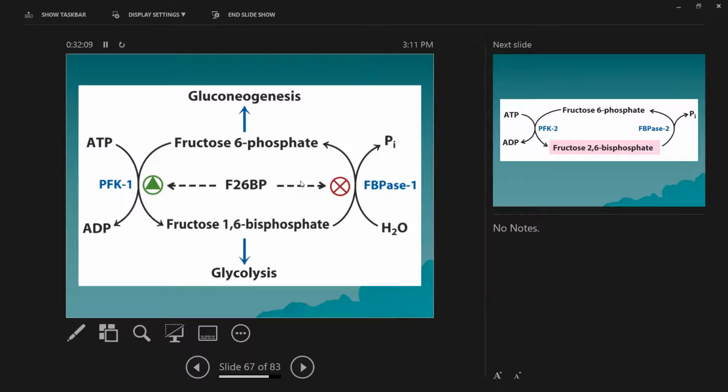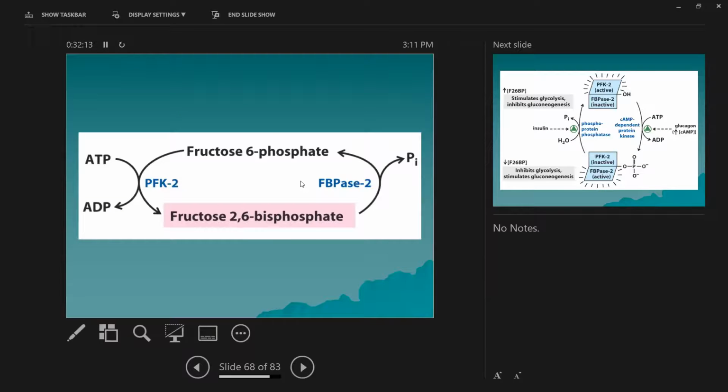So, from whence comes fructose 2,6-bisphosphate? It comes from phosphofructokinase 2, which takes fructose 6-phosphate, uses ATP, and makes fructose 2,6-bisphosphate. There's also a fructose 2,6-bisphosphatase, which is abbreviated FBPase 2, which reconverts it to fructose 6-phosphate. So when this enzyme is active, you make fructose 2,6-bisphosphate, and glycolysis is encouraged, gluconeogenesis is discouraged. When you degrade fructose 2,6-bisphosphate, glycolysis is discouraged, and gluconeogenesis is encouraged.